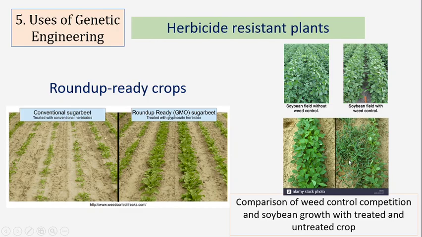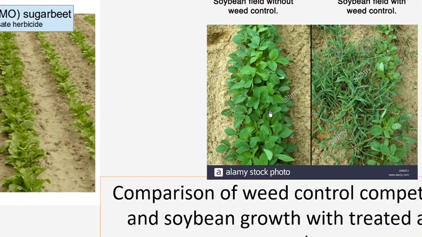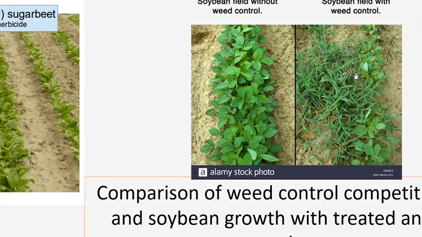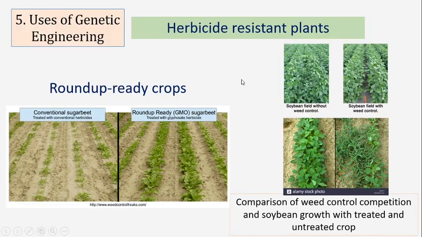So here you see what happens. On the right side you see the soybean field infested with weeds, and when we apply herbicide, the weeds are killed, and the soybean plants remain. So that is how the Westerners are killing the weeds, making strong chemicals to kill weed.